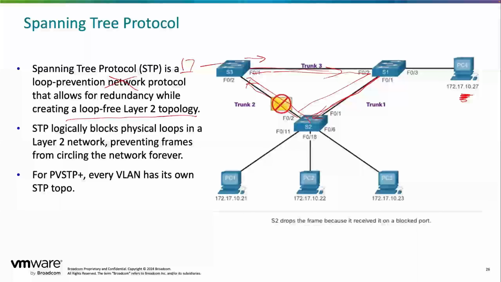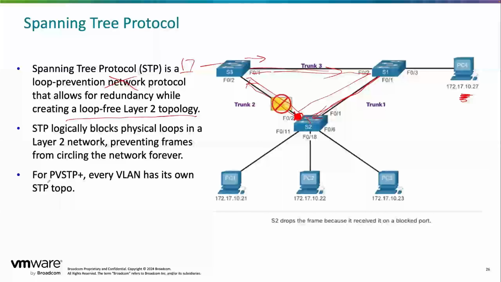So that means that we have to block one of the interfaces. For example, right here, S2's interface is blocked. So from the topology point of view, they don't have this circle. So we just make sure that there's a loop-free topology there.